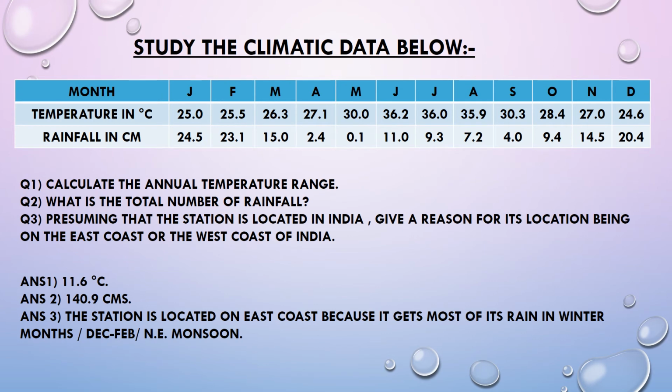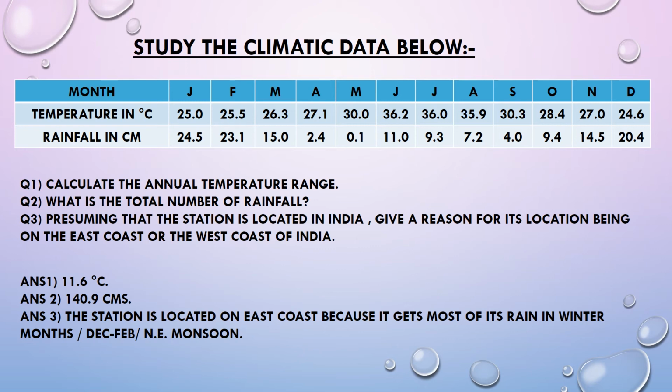This is another table. Here you can again see from January to December, temperature and rainfall is given. Calculate the annual temperature range. Now here you are going to calculate the annual range of temperature. Again maximum temperature minus minimum temperature. So you find the maximum temperature in the month of June, that is 36.2, minus the minimum temperature that you are going to find, that is 24.6. So you are going to get the answer as 11.6 degrees centigrade.